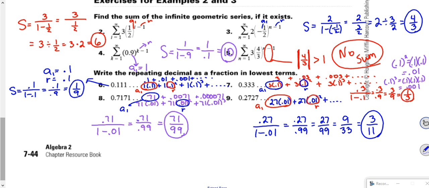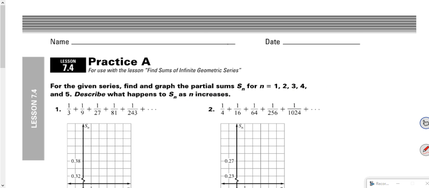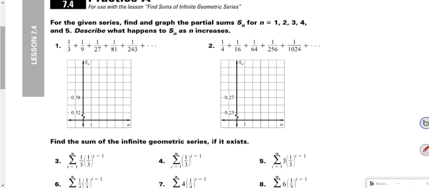Now let's move on to practice A. For the given series, find and graph the partial sums for, again, n equals 1, 2, 3, 4, and 5. So partial sums for the first term, the first 2 terms, the first 3 terms, and so on. Describe what happens to S sub n as n increases. First of all, I like to look at a series and get all my information straight. My R is going to be 1/3.